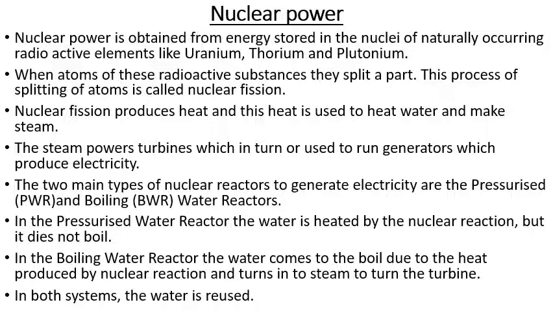Once again, in the pressurized water reactor, the water is heated by the nuclear reaction, but because the water is pressurized, it does not boil. This heated water is circulated through tubes in steam generators, allowing the water in the steam generator to turn to steam, which then turns the turbine. Then in the boiling water reactor, the water comes to a boil due to the heat produced by the nuclear reaction and turns into steam to turn the turbine. This is the difference.